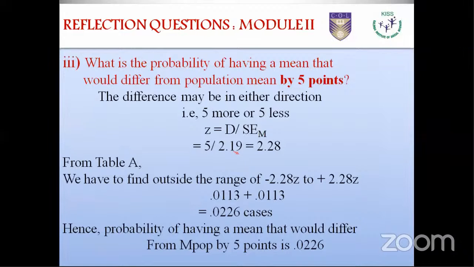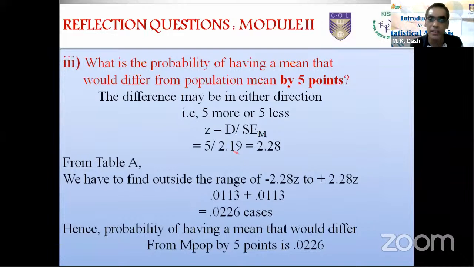Now coming to the next one. What is the probability of having a mean that would differ from the population mean by 4 points?